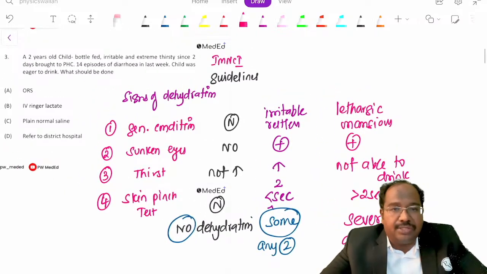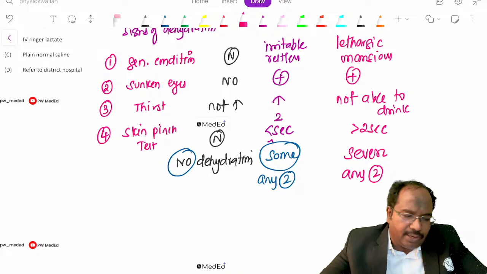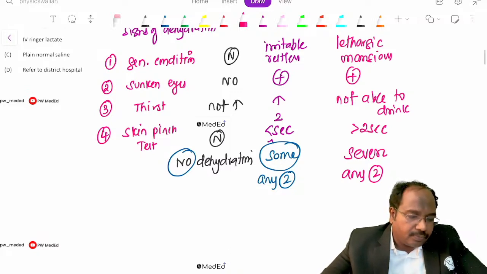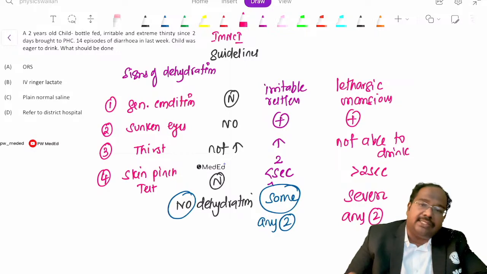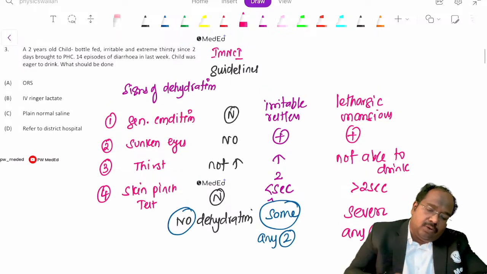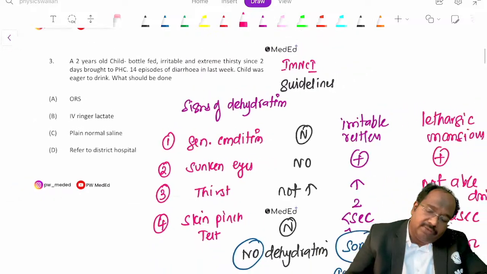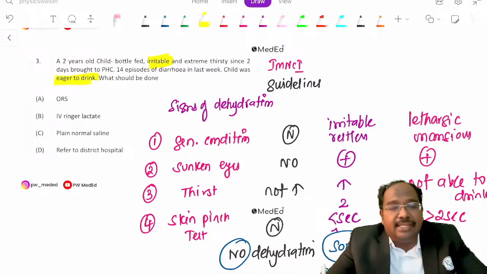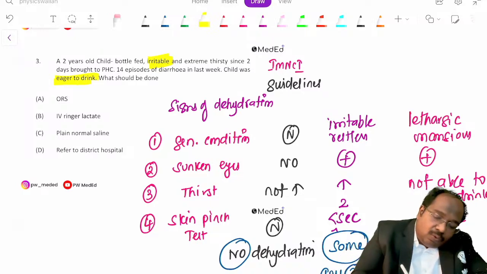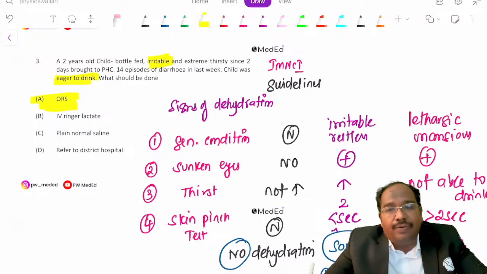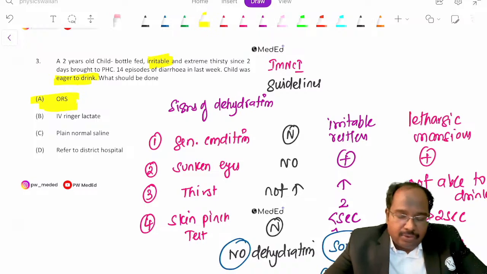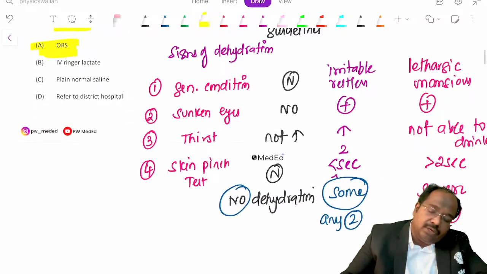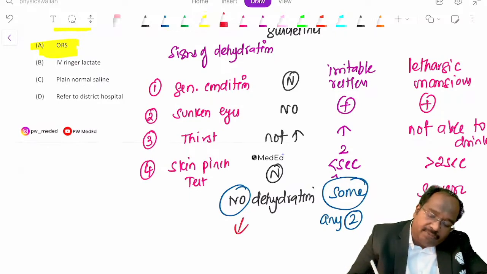These are scenario based questions, guys. You will get scenario based questions, so you should be able to answer. This is easy only. What is the answer here? Look here. The baby is irritable, one feature is there, and eager to drink water. So what is the answer here? This is some dehydration, we can go with ORS. Some dehydration we can give ORS. No dehydration, you can give home-based fluids.